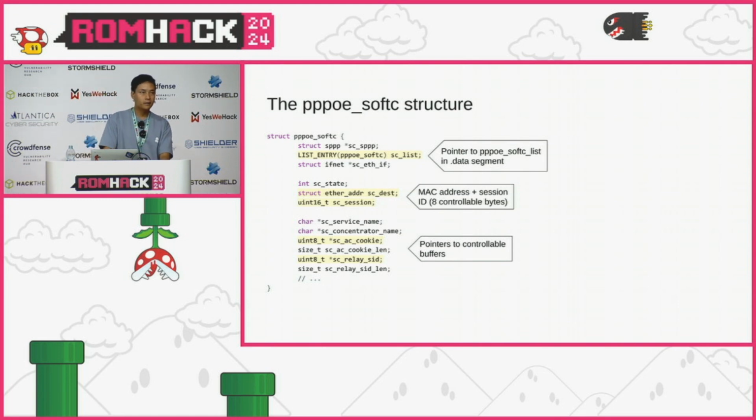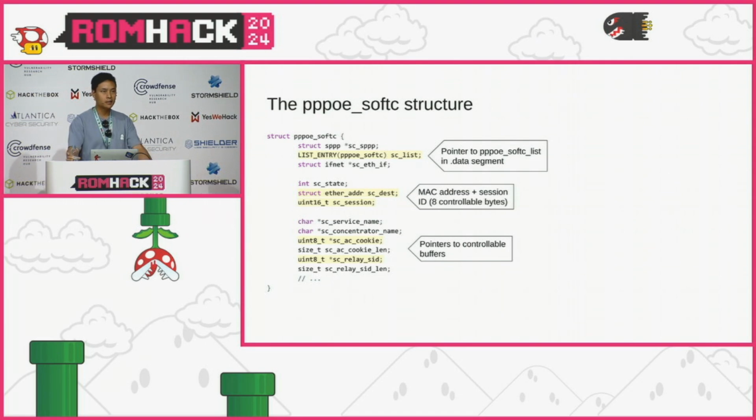If we have an arbitrary read, we can just leak this pointer, this structure, and read the data segment pointer. If we need to plant some data at a known address, we can use the MAC address and the session ID and plant 8 bytes of controllable data. And if we need a pointer to some controllable buffer, we can use the AC cookie and the relay SID.